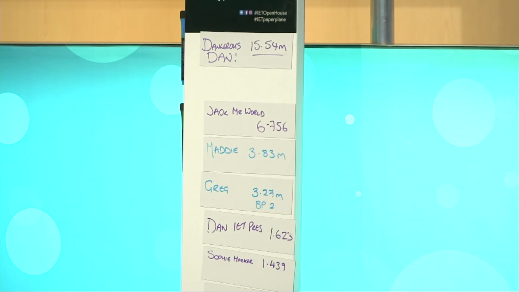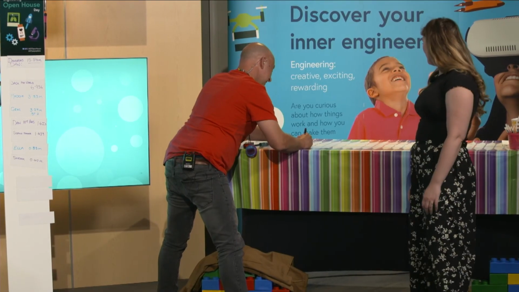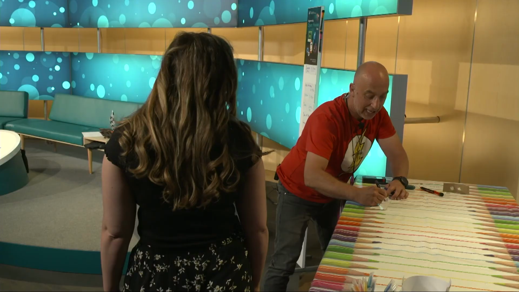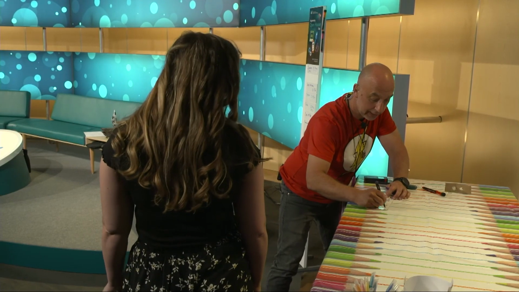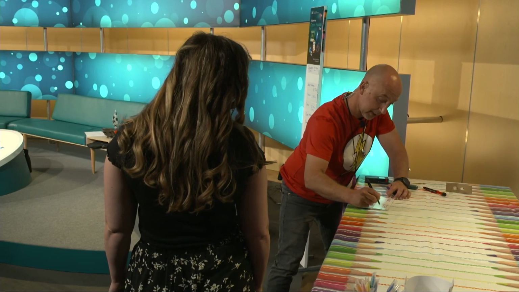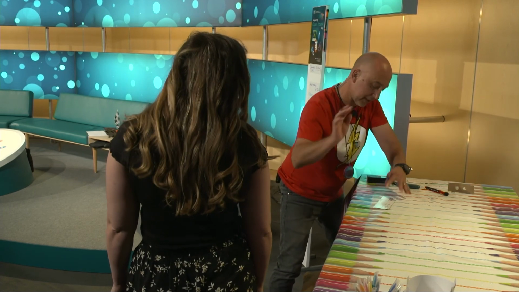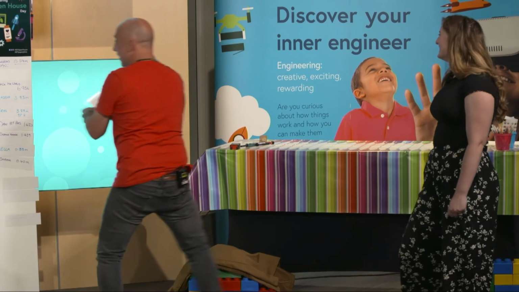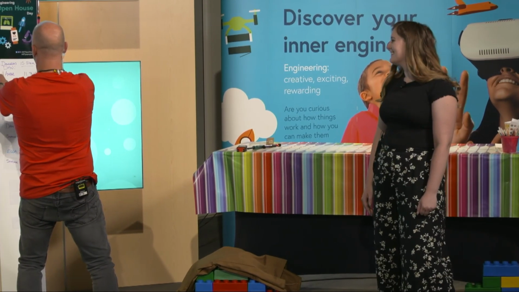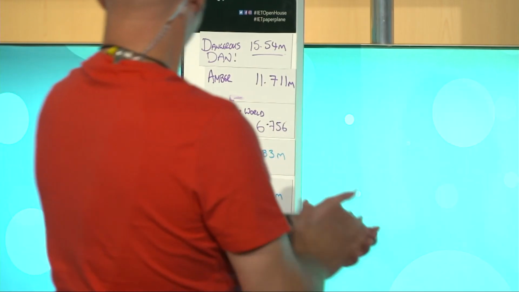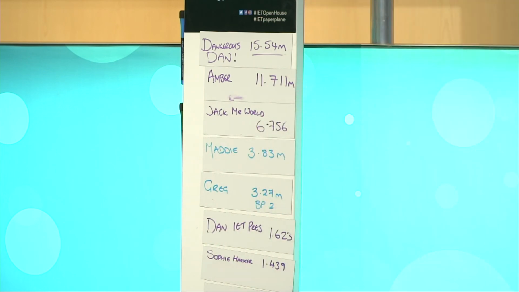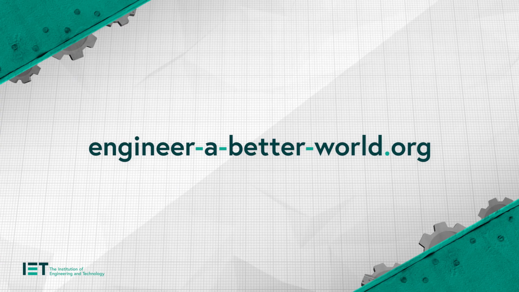Right, so Amber... Your colleagues will be thrilled. Amber, 11.711 metres. We'll call it a wet track. No, that's a different game. Right, there we go for your car nutters out there. So that's 11.711 metres. Amber, what a fantastic throw. Well done, Amber. You've absolutely smashed that.